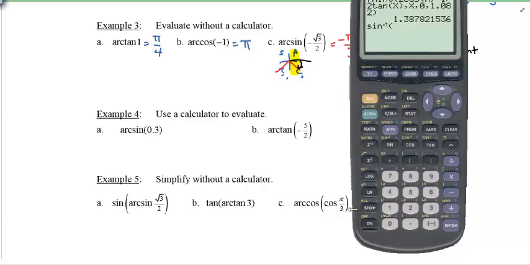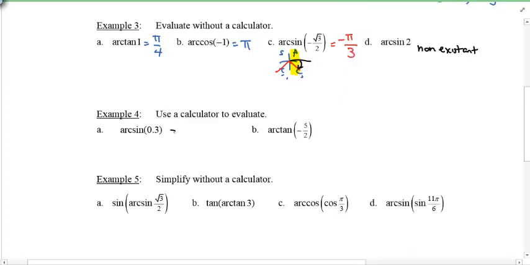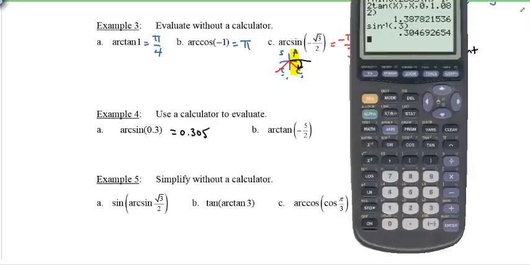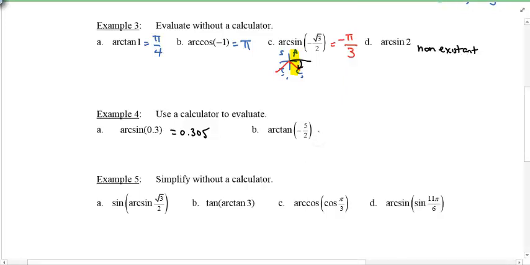Arcsin, so shift sine of 0.3 is just equal to 0.305. Do the same thing for arctangent. You should be practicing, not just looking at me, getting used to your calculator. That's negative 1.19. Okay.